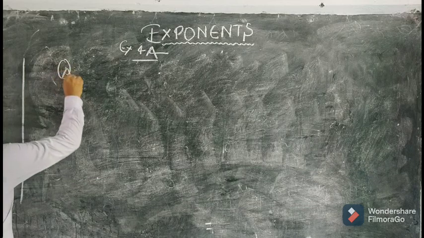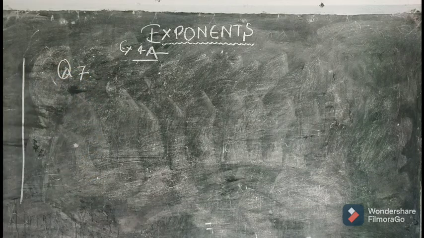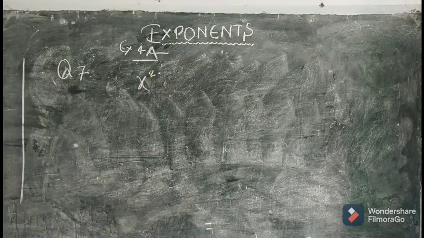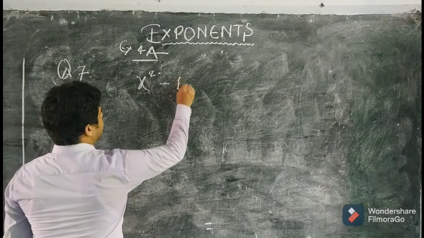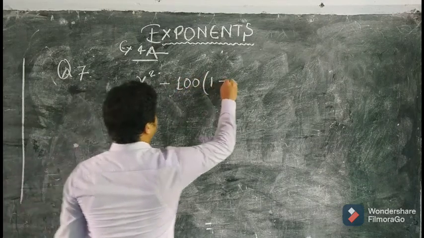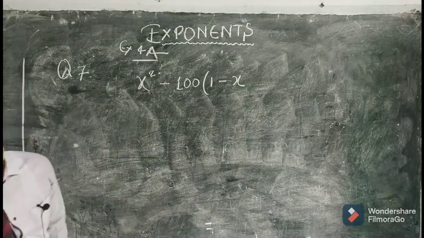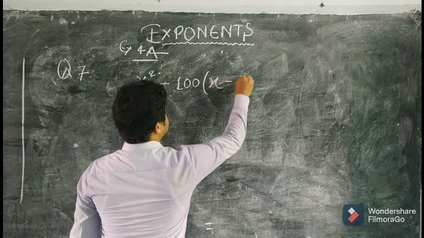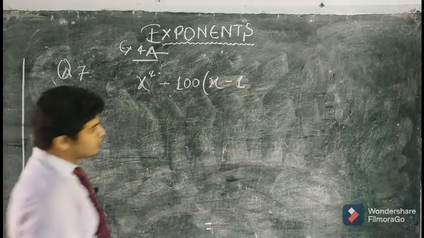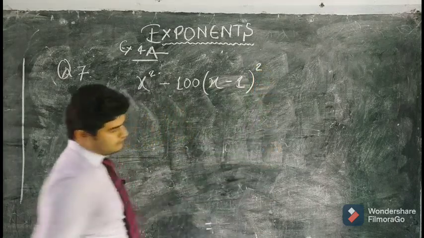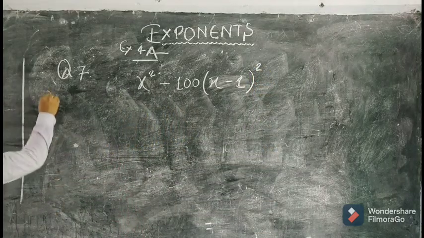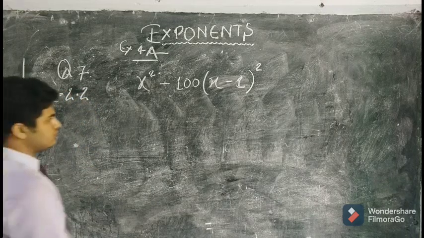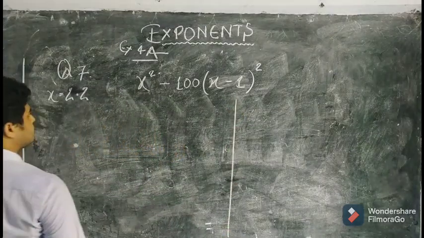The question number 7, the MCQ question. It is saying evaluate x square minus 100 into (1 minus x, x minus 1) whole square, where x is 2.2. So there are two ways of solving this question.